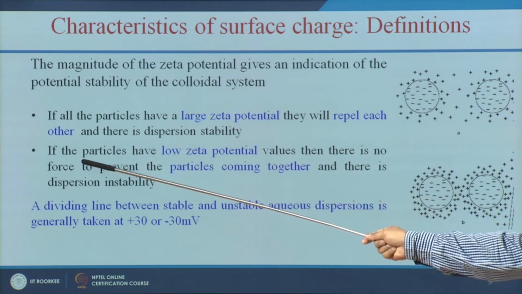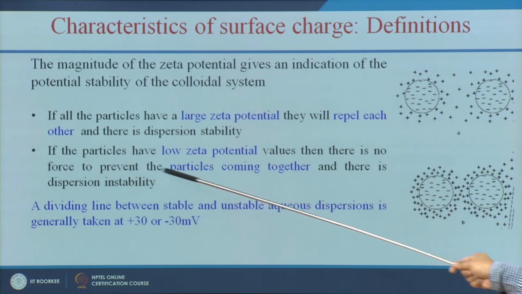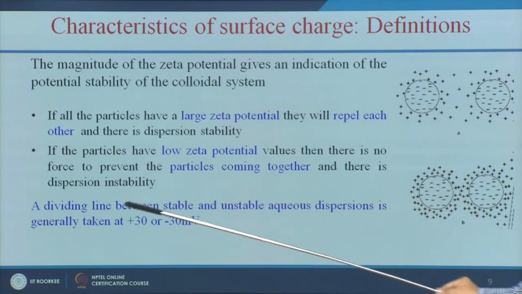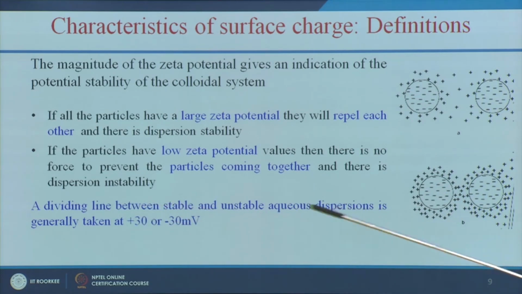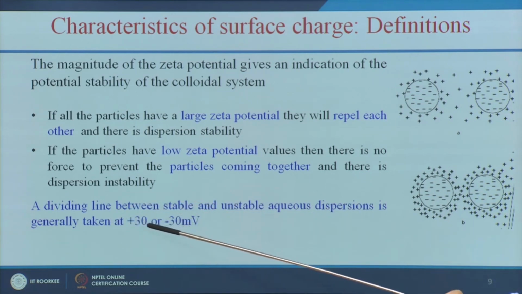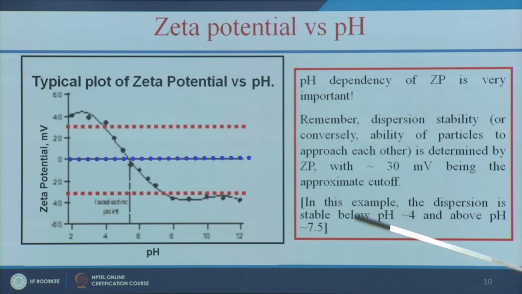But suppose the particles have low zeta potential values, then there is no force to prevent the particles from coming together. So, the particles come together and they will aggregate or agglomerate. That is why they made a dividing line between stable and unstable aqueous dispersion, which is plus 30 or minus 30 millivolt. So, if your zeta potential is plus 30 or minus 30 or above, that means your particles are highly stable nanoparticles. And again, this zeta potential is highly dependent on the pH.